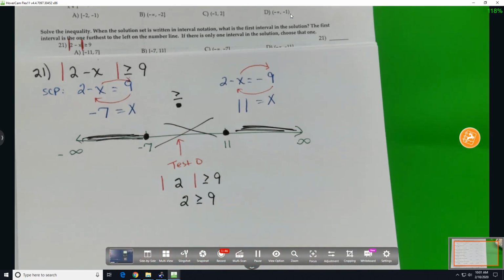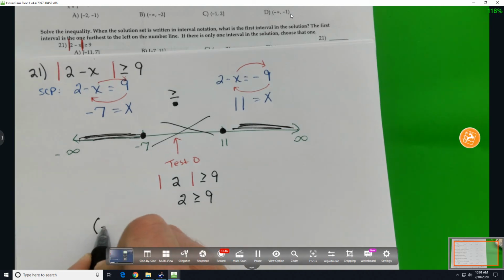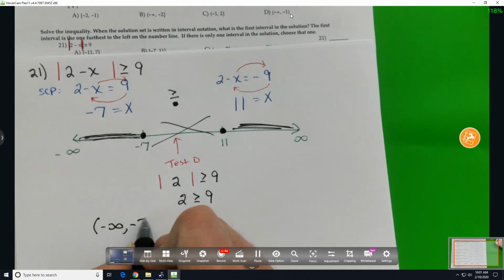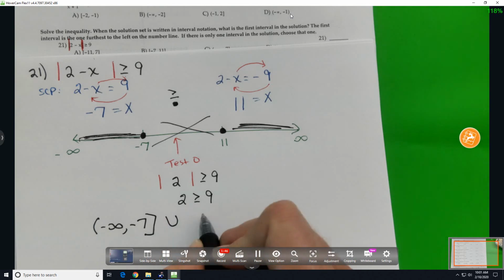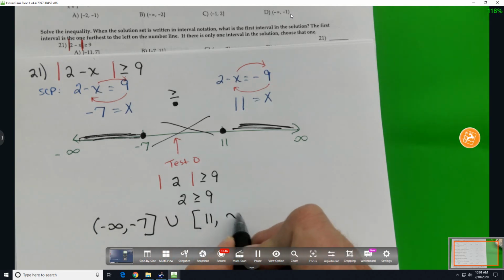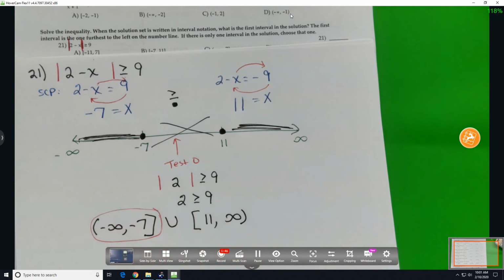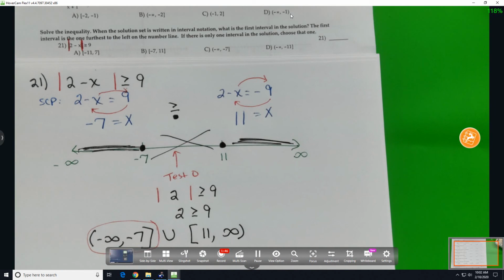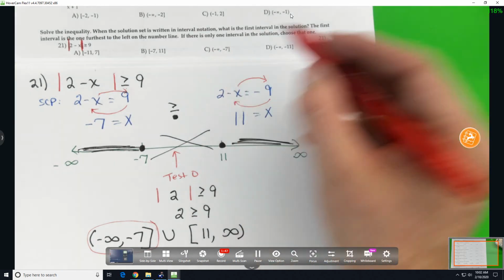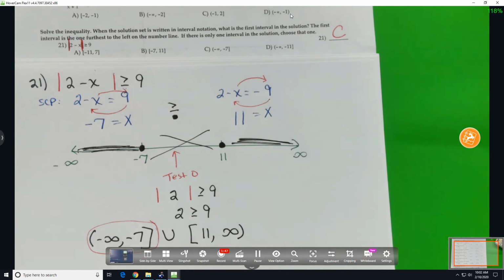When we're doing these as homework, you would type in parentheses, negative infinity, comma, -7, square bracket, union, bracket, 11, infinity. But all they're interested in here is what was the first one? So, is that C? I think it is C. Right.